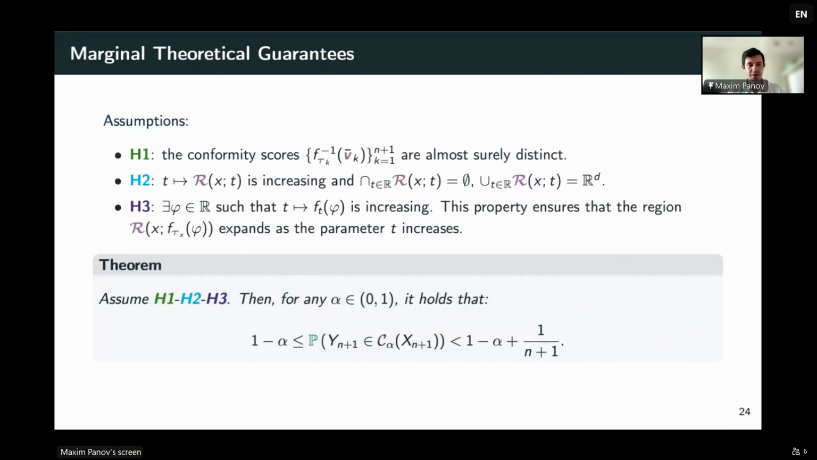Well, I probably won't discuss assumptions in detail. There are certain technical, not very restrictive assumptions for our theory to work. And we get the following results. The first result is that we ensure exact marginal coverage. So essentially the same guarantees as standard conformal prediction. So it's literally the same.